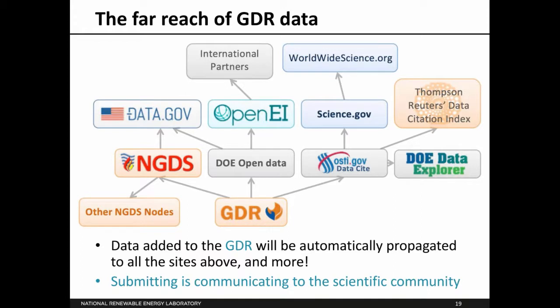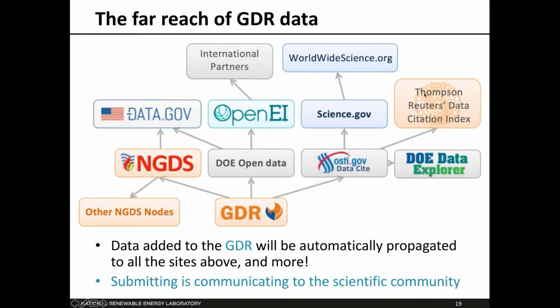And so it's really important to realize that submitting to the GDR is not just delivering a deliverable to DOE. It's really communicating with the greater scientific community. So it's no different than submitting a paper to a journal or a publication. And that should be the guise in which you formulate a submission. So when you're choosing your title, when you're choosing your description for the submission, that's how you want to word those, as if they're being broadcast to the greater scientific community, because they are. Everything on GDR will end up on data.gov. Everything on GDR will end up on OpenEI, and on OSTI, the DOE's Office of Scientific and Technical Information.